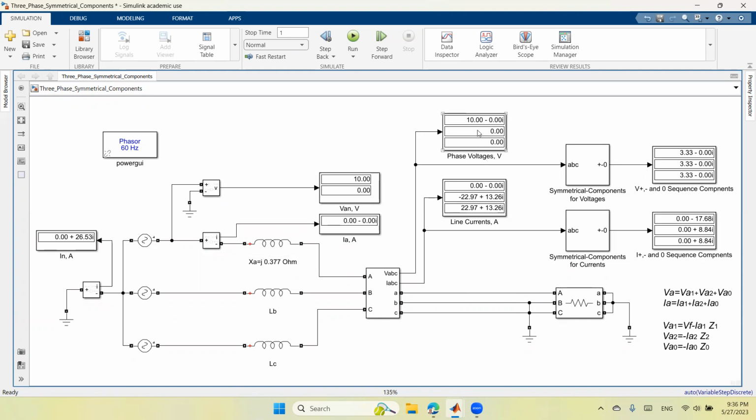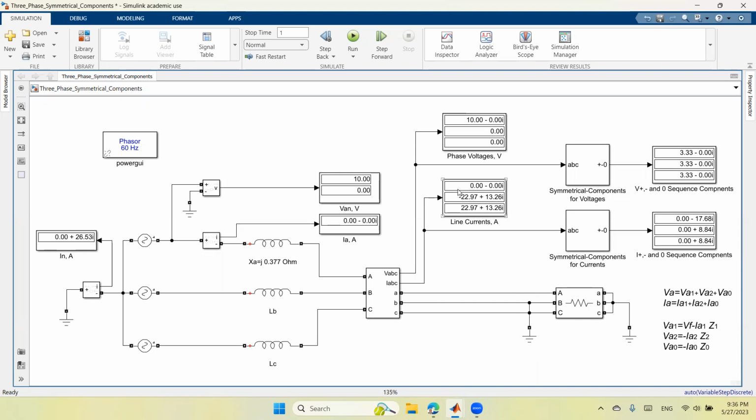For the other phases, phase B and phase C, I see that the voltages are 0 because they are short-circuited and grounded. So they are equal to each other and grounded. They can be a very small number other than 0 if you have some kind of Z neutral before this ground. Okay, now let's see the current.